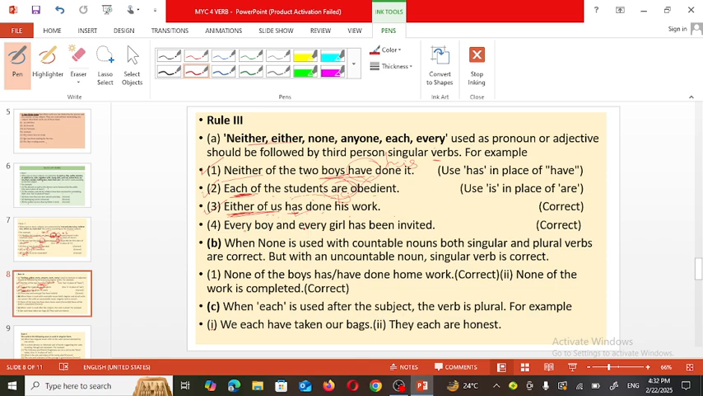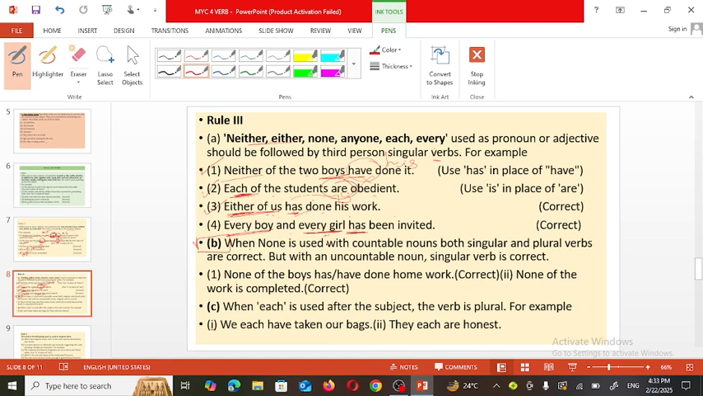See the next example. Every boy and every girl has been invited. Here, and is used, but the immediate subject with this verb is singular, and that's why has is used. So every boy and every girl has been invited. Here we consider them as a singular person. Now see the next rule.